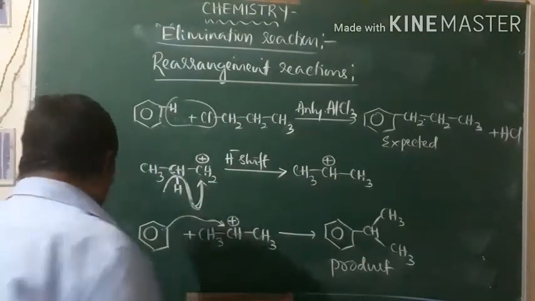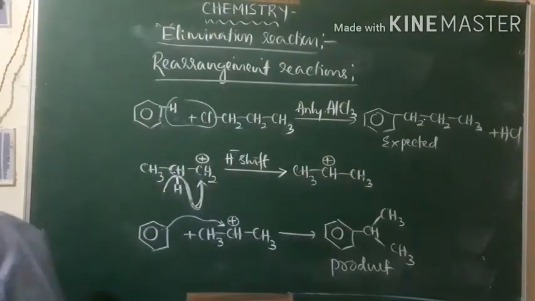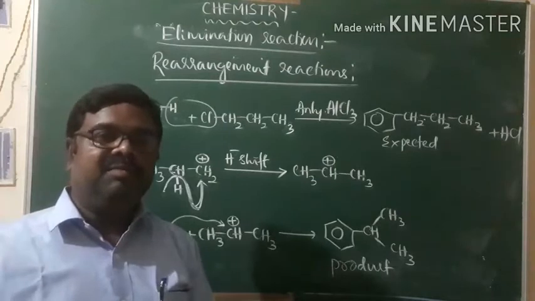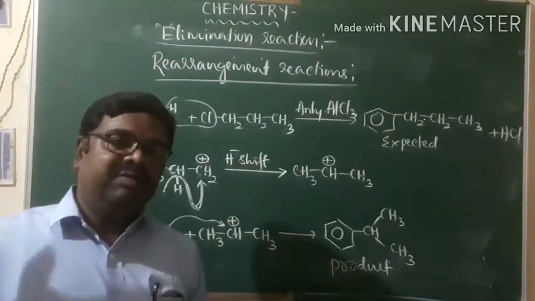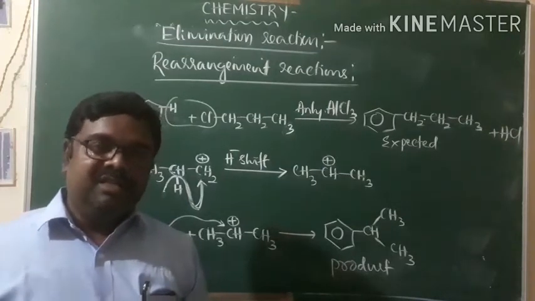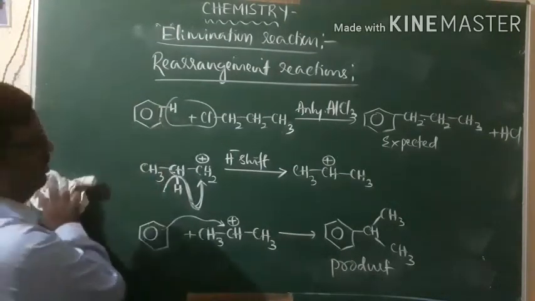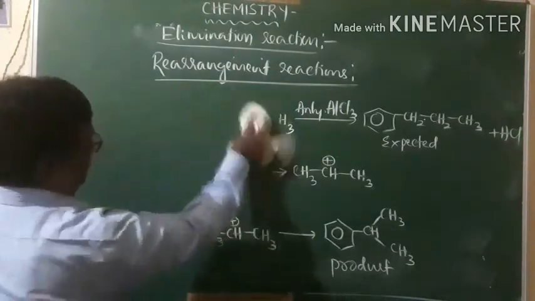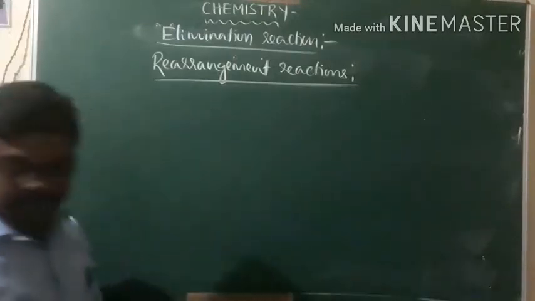And of course, in any chemical reaction, if carbocations are produced and a primary carbocation is produced, if there is any possibility, it will be converted to a secondary carbocation, or to a tertiary carbocation. So that is what we call rearrangement. I'll give one more example of rearrangement reactions.